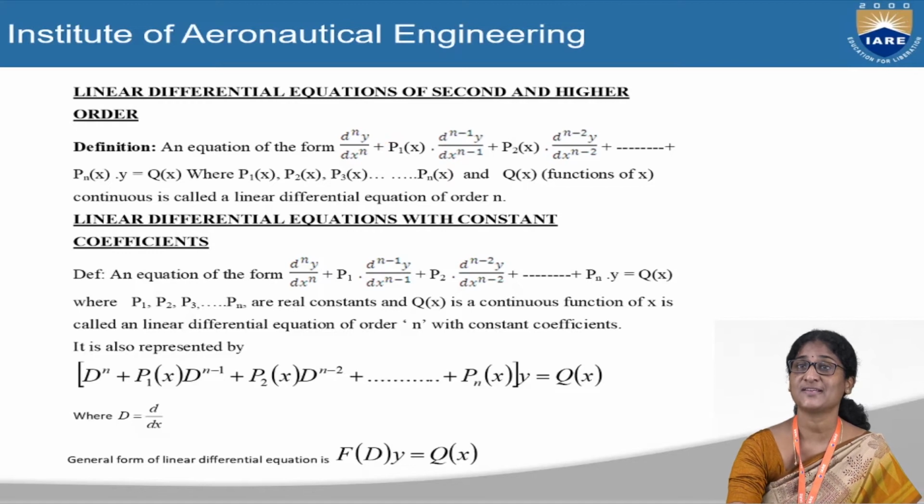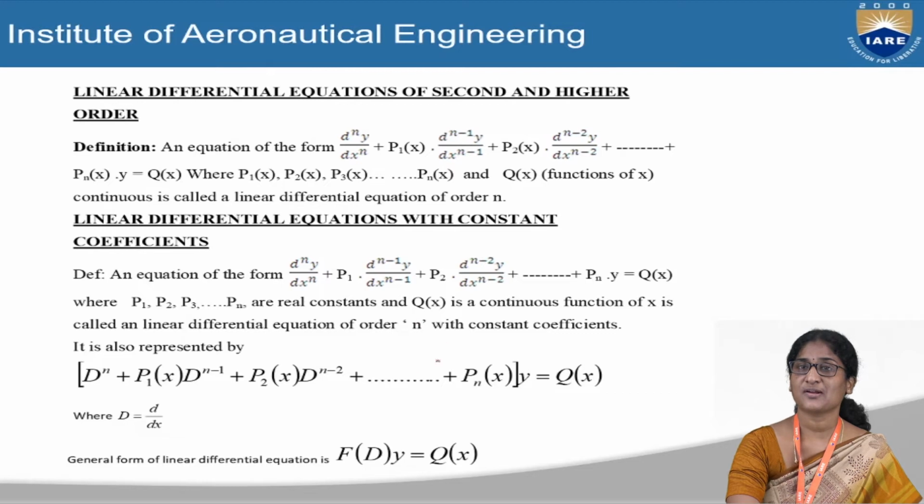The order is decreasing. The highest order here is n. The nth order is going on decreasing, but the power of each term is maintained as 1. As long as the power of each term is 1, it is always linear. So this equation is nothing but the linear first order differential equation.